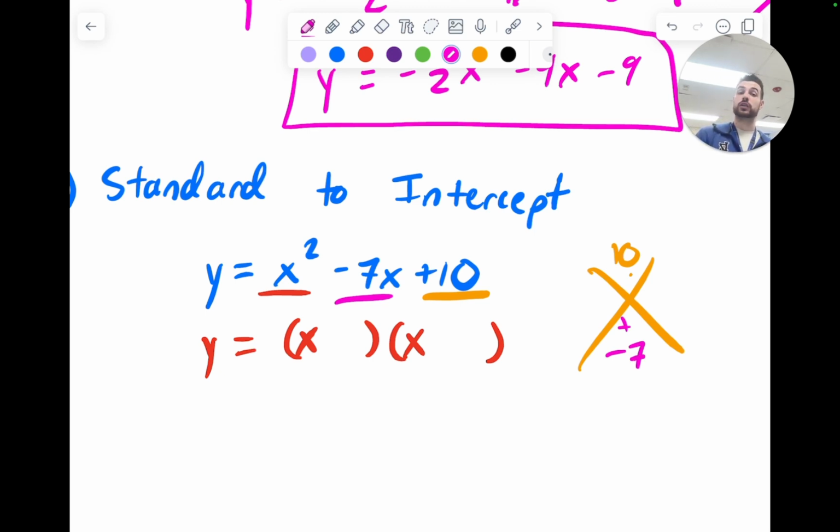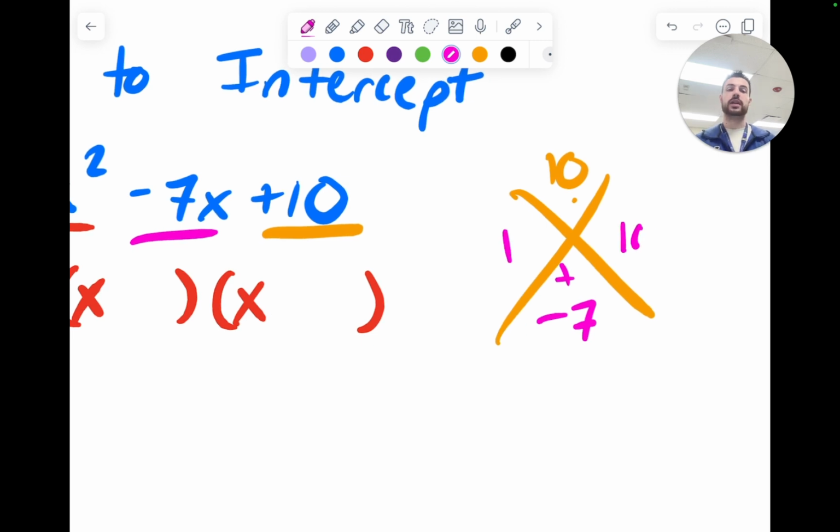If we struggle to do this, what I would do is first consider values that multiply to 10. So if we do 1 and 10, for example, there's no way that those are going to add to negative 7, so that doesn't work. My only other option is 2 and 5.